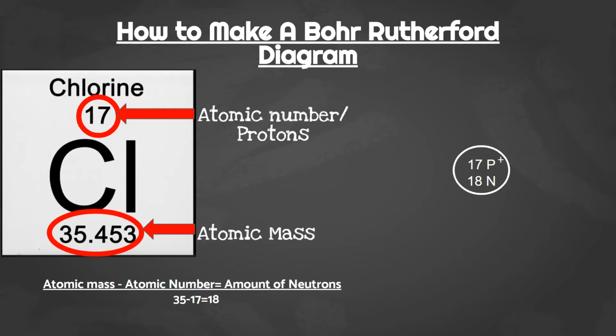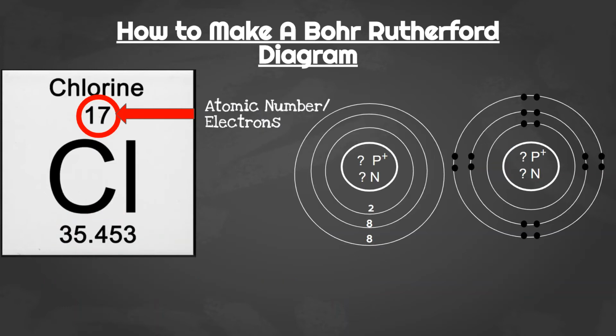Next, let's find out how many neutrons there are. The amount of neutrons is the atomic mass rounded, so there is no decimals, minus the atomic number, which will give us 35 minus 17, which is 18. So 18 neutrons. After this, we just put a circle around it, and that's all we need to do for the nucleus.